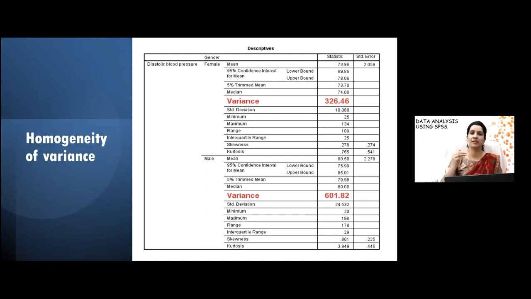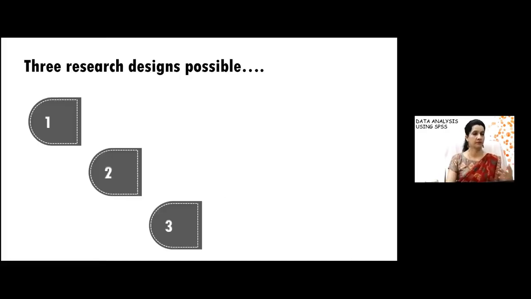There can be instances where, if you compare the individual variances, they may or may not be the same. But you have to test with Levene's test of equality of variance, because that tests the two population variances from which you have withdrawn the sample. So basically in the independent samples t-test, there are 3 research designs which are possible.